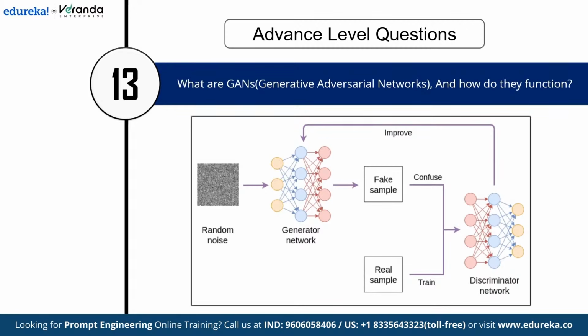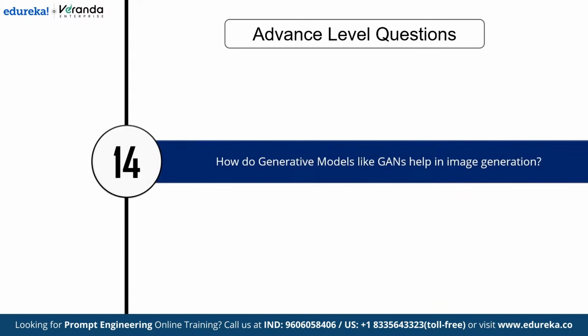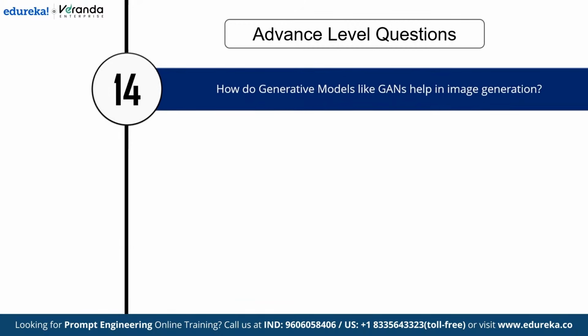So both the generator and discriminator networks learn and improve through this adversarial process, with the generator aiming to produce increasingly realistic samples that can fool the discriminator, while the discriminator strives to accurately distinguish between the real and fake data. Next, how do generative models like GANs help in image generation?